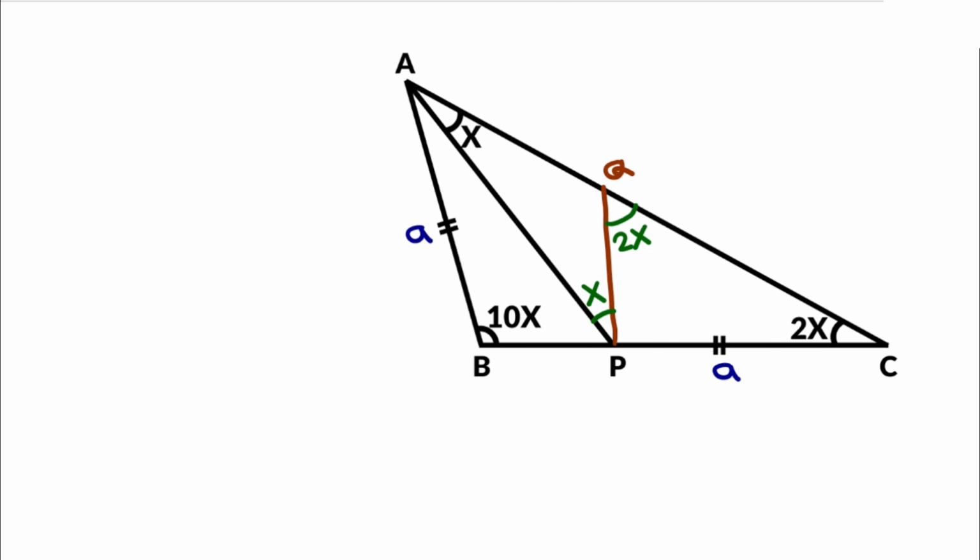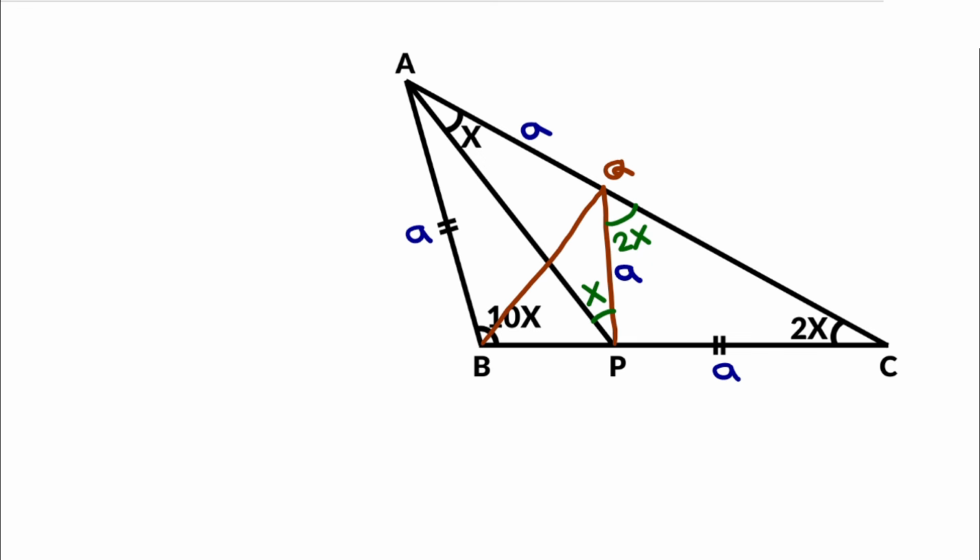But CP was given to be A. So PQ equals A. And since AQ equals PQ, we also have AQ equals A. Now we've shown that both AB and AQ have length A. Next, draw the segment BQ.